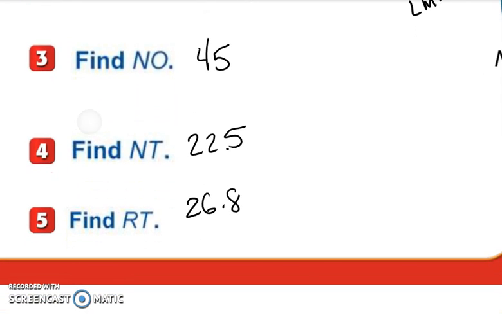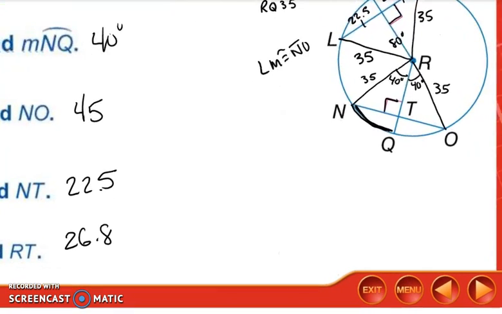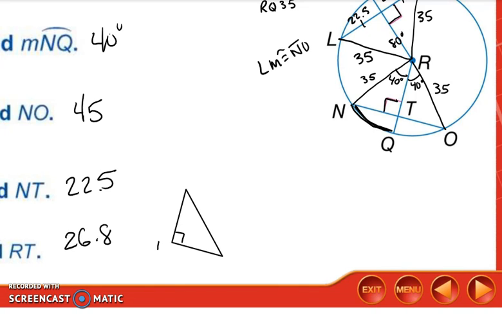And then RT on this one, you have to do a little bit of thought. So RT is in the triangle that looks like this. You know, this is 45, this is T, this is R, this is O. We know that this is 40 degrees. We know that this is 35. And then we're asked to figure out what RT is. Well, RT is over here. It's a leg of this right triangle.